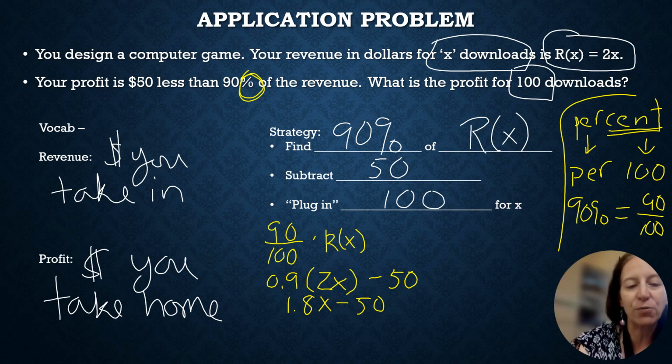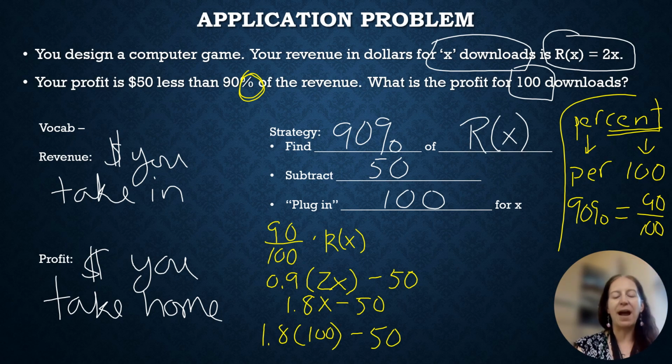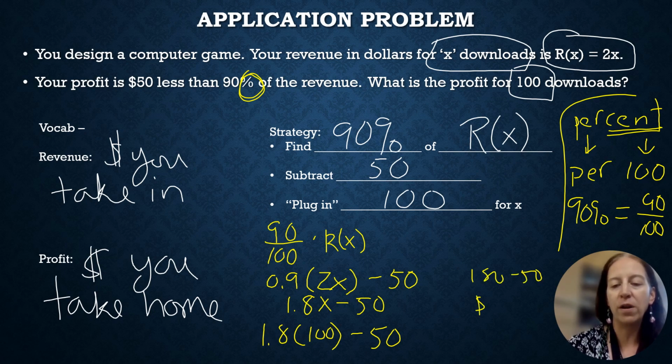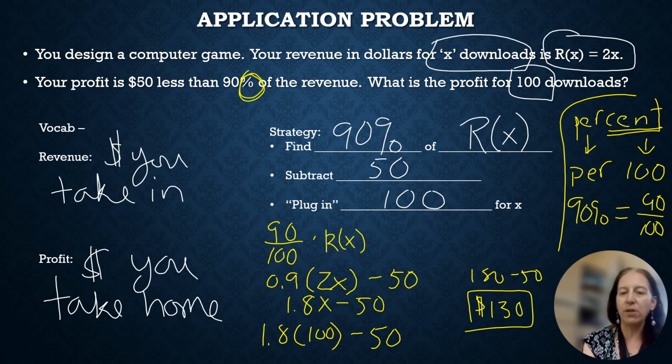Now, to solve the actual problem, we're going to go ahead and plug in the 100. And it turns out 100 is a nice thing to multiply by. That's going to give me 180 minus 50, or $130. So if you get 100 downloads, the money you're actually going to take home is $130. And that just gives you an idea of how you can carry out these problems, like the transformations, and what they might look like in an equation.